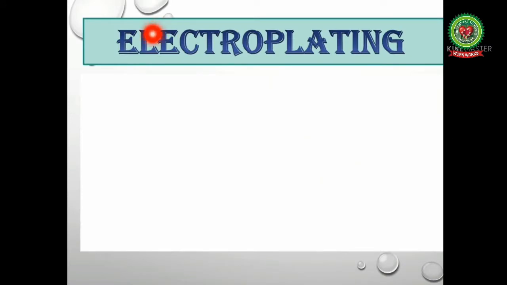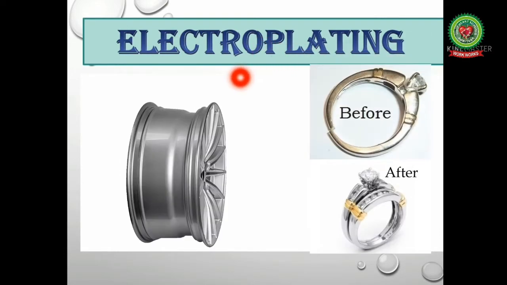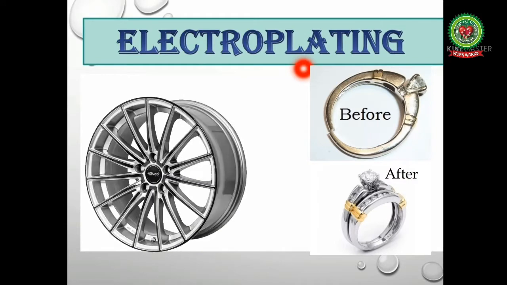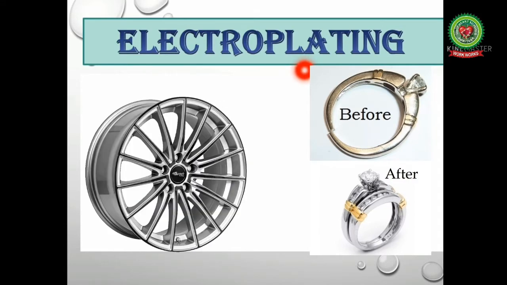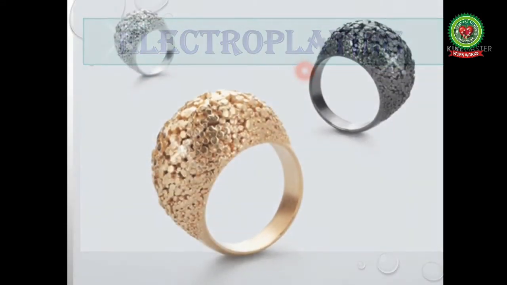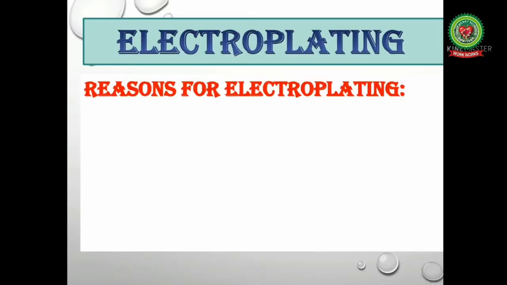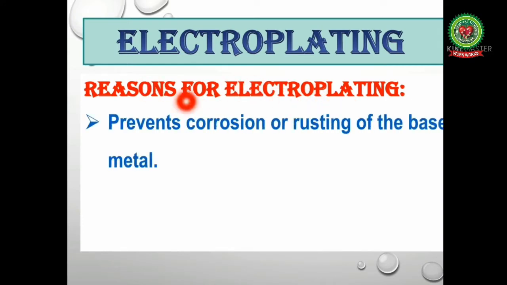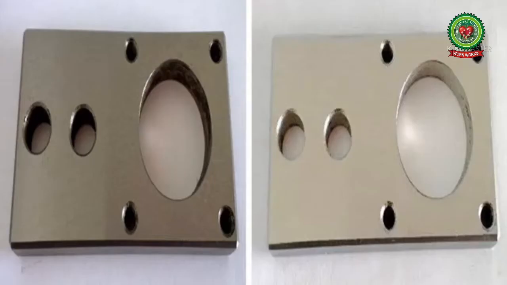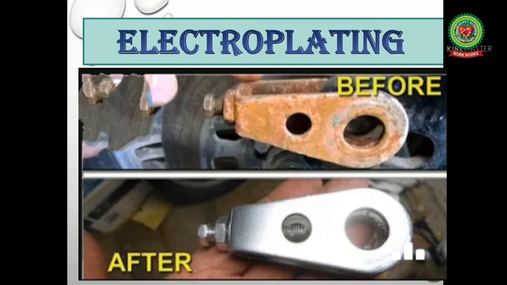The first question arises, what do you mean by electroplating? Electroplating is an electrolytic process of depositing a superior metal over an inferior metal by passing an electric current through an aqueous solution. There are different reasons for electroplating. First, it prevents corrosion or rusting of the base metal. For example, iron tools and instruments are often electroplated with nickel or chromium or zinc to protect against rusting.